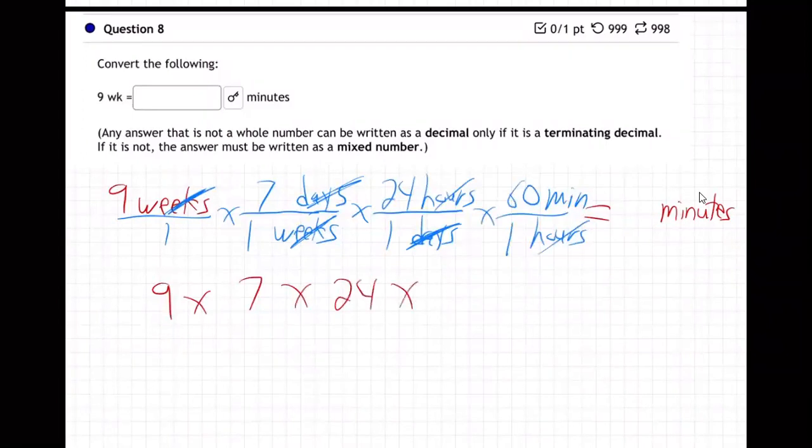So then just multiply this. Use your calculator. Hit the buttons on your calculator. I'm getting 90,720 minutes in 9 weeks. How many minutes? In 9 weeks. There we go.